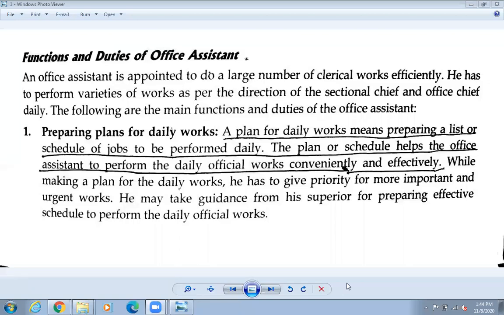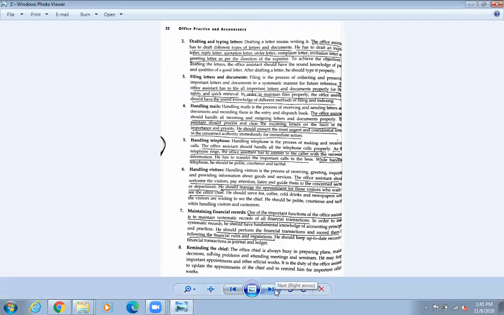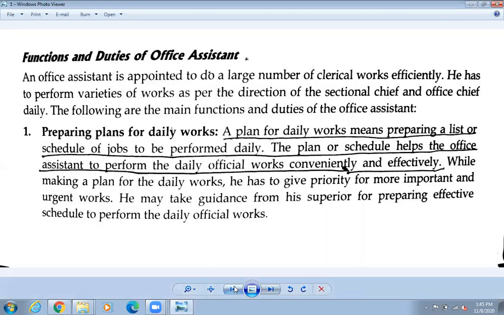So the topic for today will be functions and duties of office assistant. Okay, so these are the things. Functions and duties of office assistant.